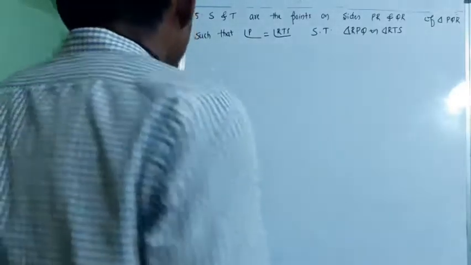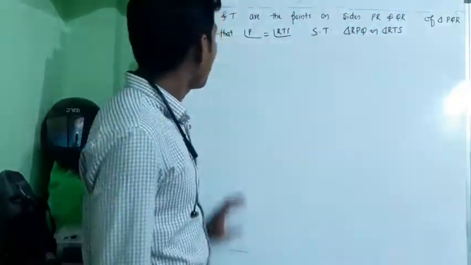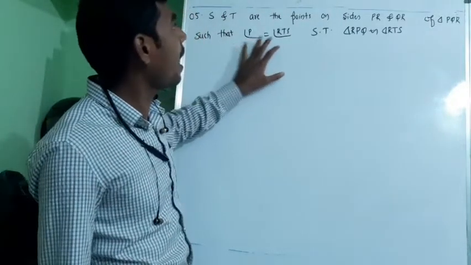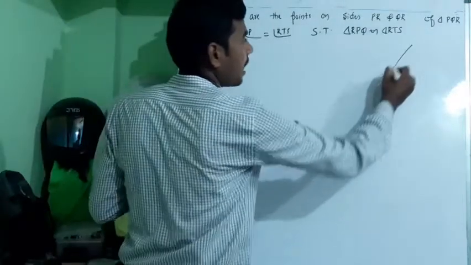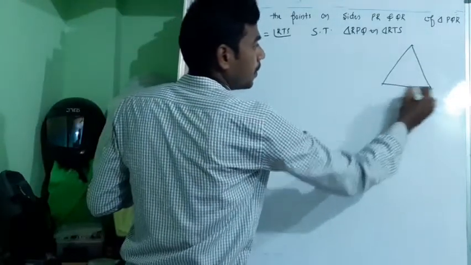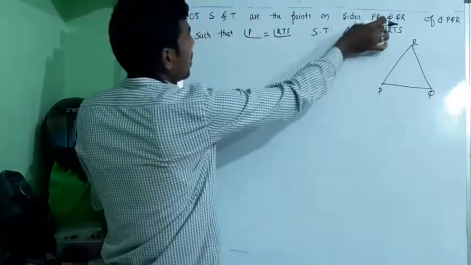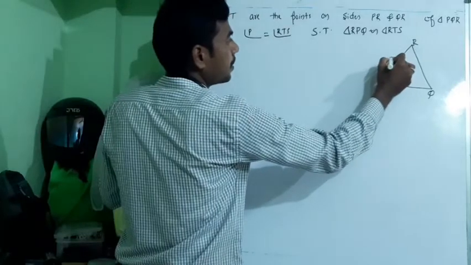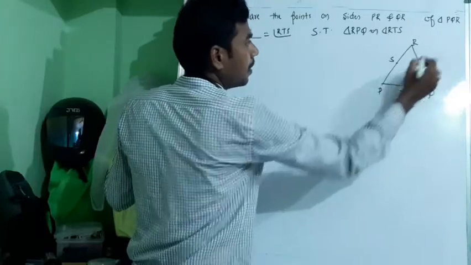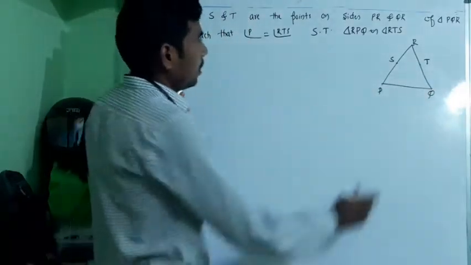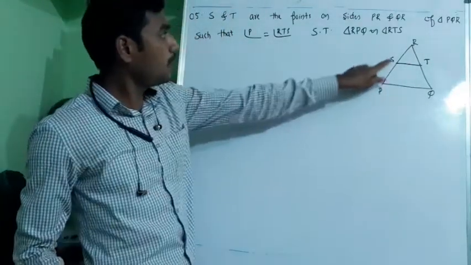Next, fifth question. S and T are points on sides PR and QR of triangle PQR such that angle P is equal to angle RTS. See, there is a triangle PQR. On side PR, S is there, and on QR, T is there. Okay, and what is given? Angle P is equal to angle RTS.